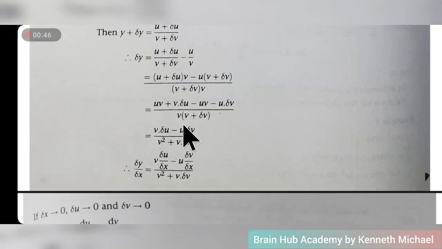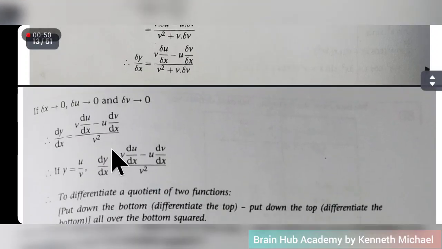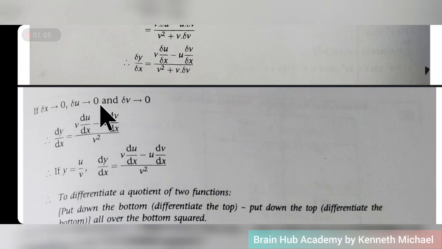So forget about all of this. You can look at the proof. You discover that the formula to use, your dy/ds, will be equal to v du/ds minus u dv/ds, all of them over v square. So this one is saying: keep v, differentiate u, minus keep u, differentiate v, all over v square.